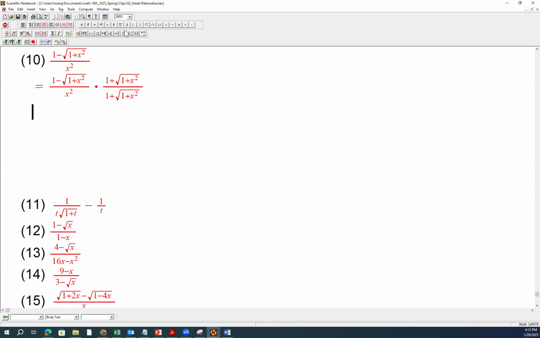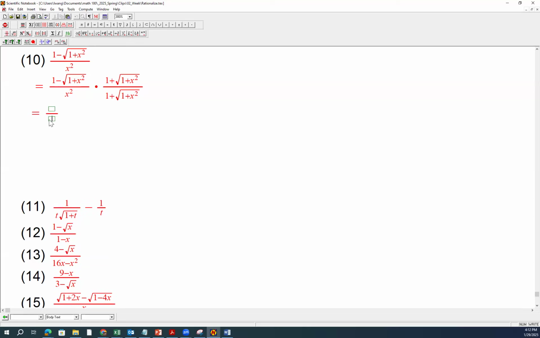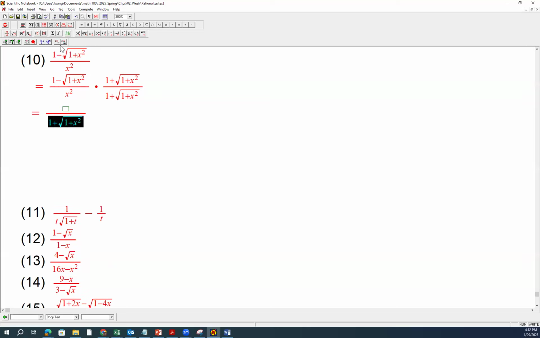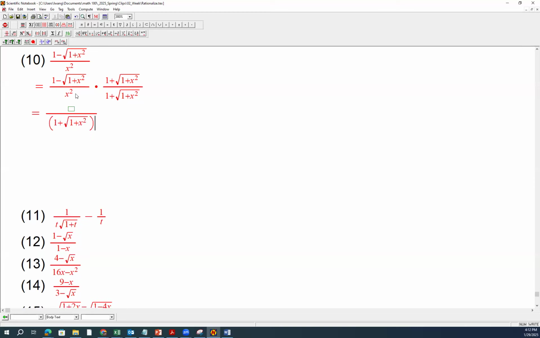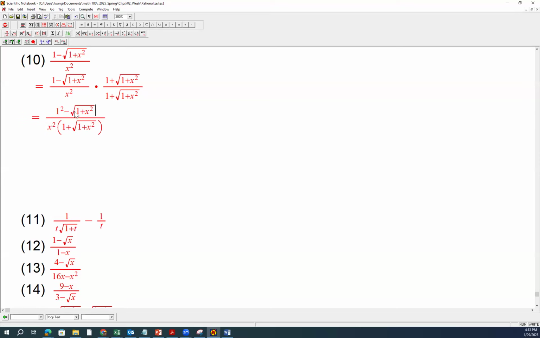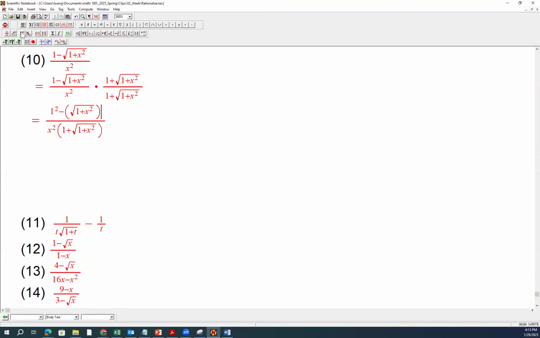And then we're going to do the numerator times numerator, denominator times denominator. So in the denominator, right, we need to put parentheses here. This x squared needs to be here. On the top, a minus b times a plus b. So it's 1 squared minus b squared, right? So this whole thing is being squared.